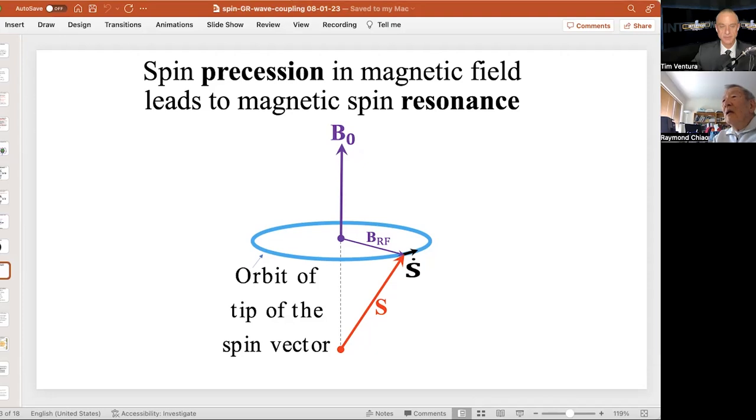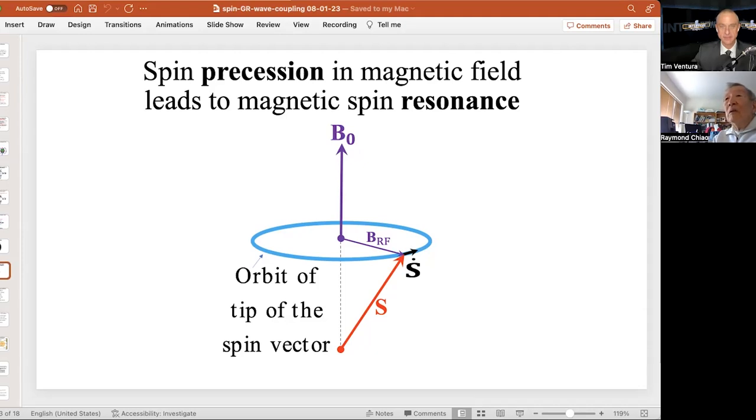If you then apply an RF magnetic field, shown in purple in small letters, B RF, where RF stands for radio frequency, and this RF frequency coincides with the frequency of precession of the red arrows, then you hit a resonance in which you can transfer energy from the RF field to the spin field, or vice versa. You could either emit or absorb power from the radiation field in this magnetic spin resonance.